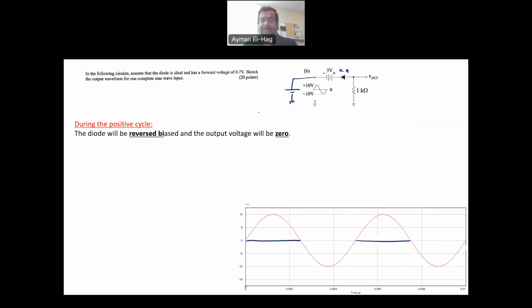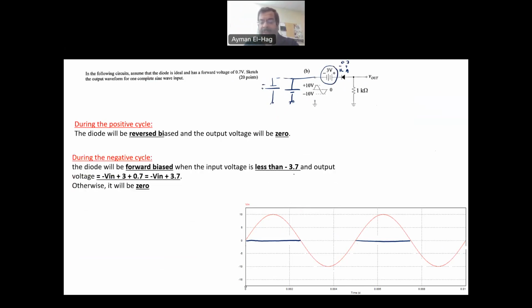What will happen during the negative cycle? In the negative cycle, the voltage polarity will be different here. As this has now been reversed, this becomes the positive, this is the negative. Now the anode will start to get a higher voltage than the cathode, but still you have to overcome this, and also you have to overcome the 0.7. So when the voltage exceeds the 3.7 here, the diode will be forward bias.